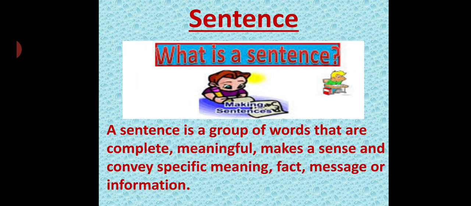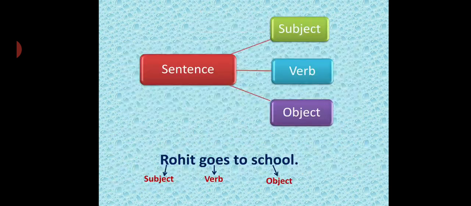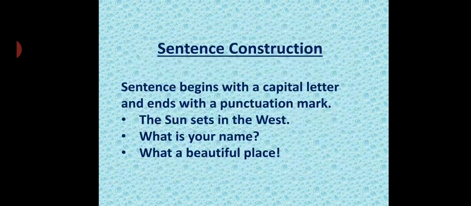Now, let's recall that a sentence has a subject, a verb, and an object. For example, if we take the sentence, Rohit goes to school, here Rohit is the subject, goes is the verb, and school is the object. You also know that a sentence must begin with a capital letter and end with a punctuation mark. These punctuation marks may be a full stop, a question mark, or an exclamation mark.